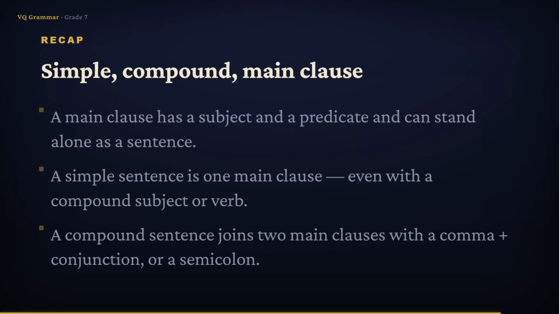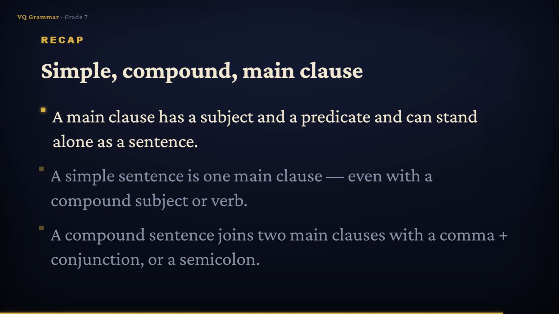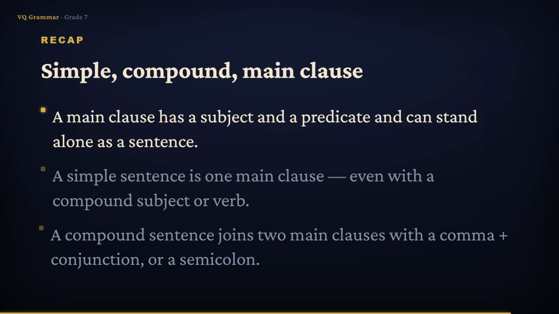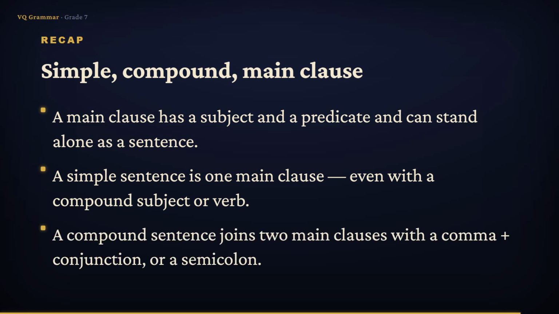Let's gather everything up. A main clause is a group of words with a subject and a predicate, and because it makes a complete thought, it can stand alone as a sentence. A simple sentence is a single main clause, and it stays simple even when it has a compound subject or a compound predicate. A compound sentence joins two main clauses as equals, using a comma with a coordinating conjunction like and, but, or so, or else a semicolon all by itself.